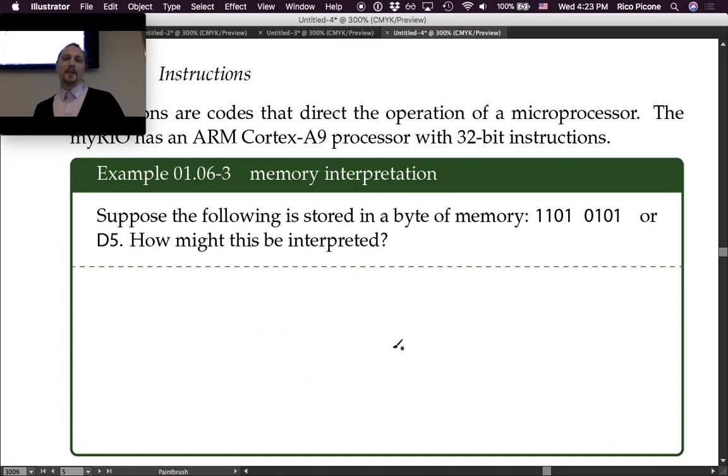Okay, memory interpretation. Suppose the following, this is just to round out our discussion. Suppose the following is stored in a byte of memory. This binary number. Or in hex, it would be D5. How might this be interpreted? What do you guys think?